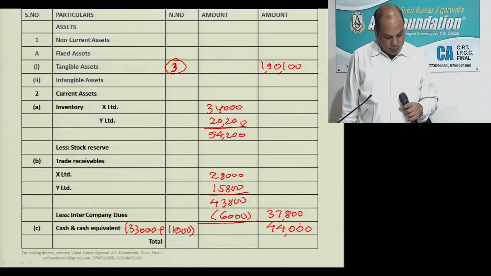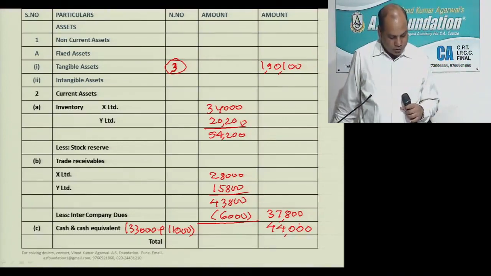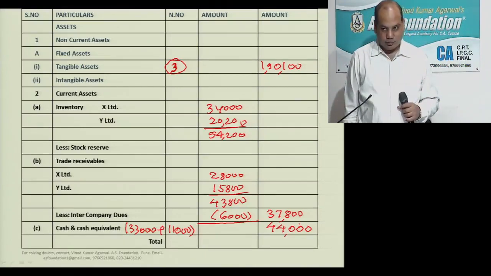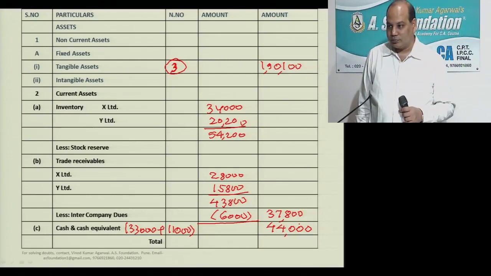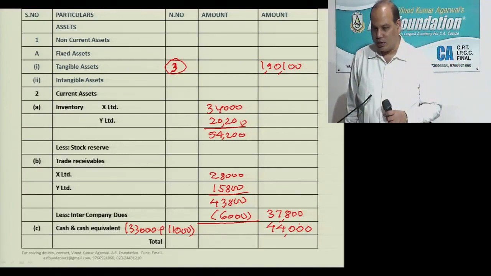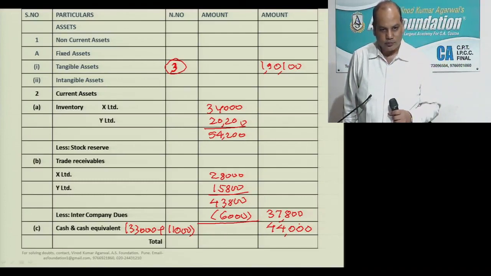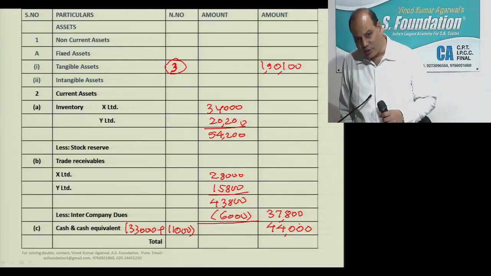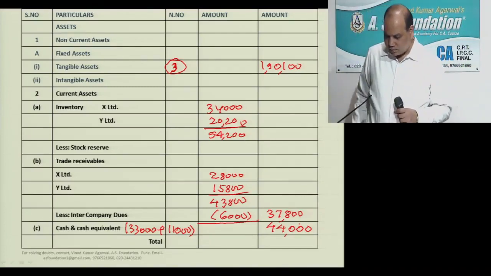Paragraph number 1, line number 2. Line number 3: its stock includes rupees 3,000 stock at cost purchased from Y. And then the fourth line, Y Limited adds 25% on the cost to determine the selling price. This is pending. Dividend adjustment and intercompany dues we have done. How much is the unrealized profit on stock? You are on the balance sheet right now.